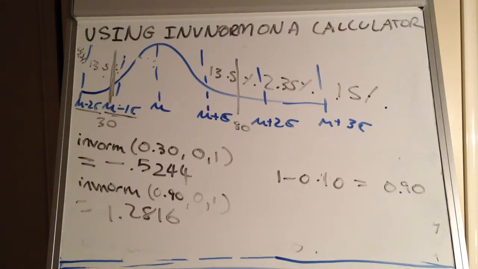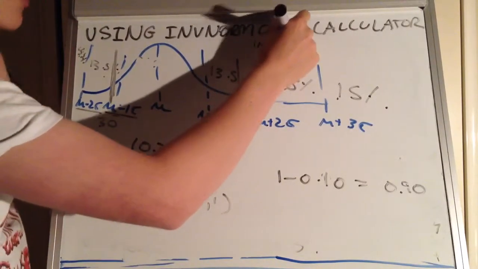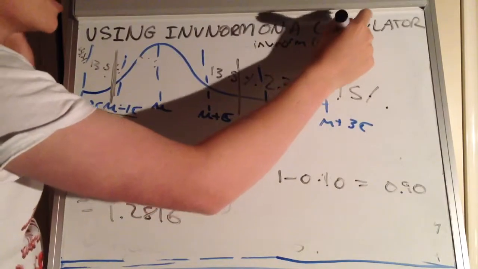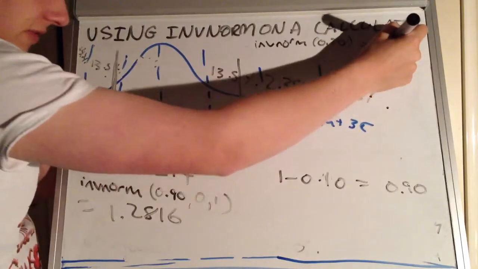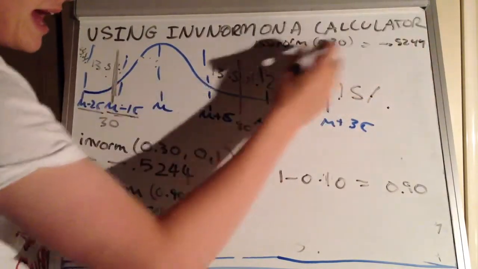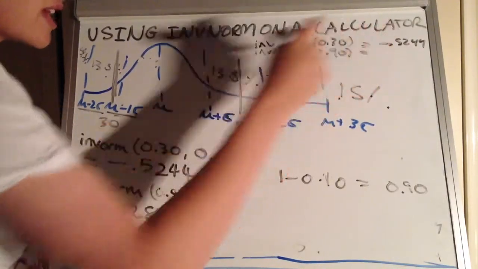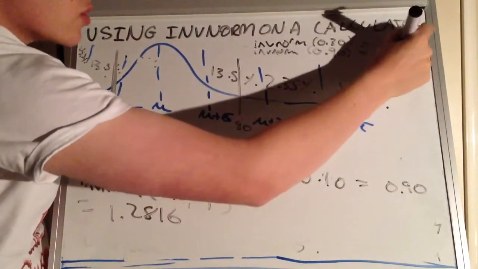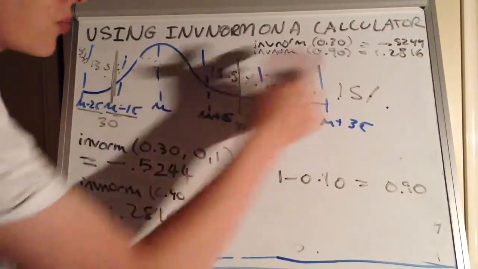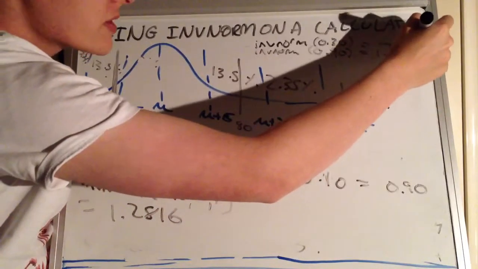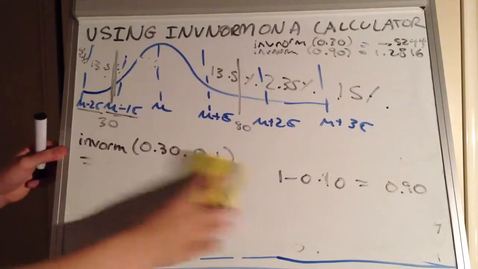So now that we have these inv norm values, I'm going to write them up the top here because we're going to need a lot of space for this calculation. So inv norm of 0.30, we get a z-score of negative 0.5244. And then for inv norm of 0.90, we get a z-score of 1.2816. So that's just double checking 0.52, and I'll make sure those are 4s. And away we go. So we use the z-score formula.